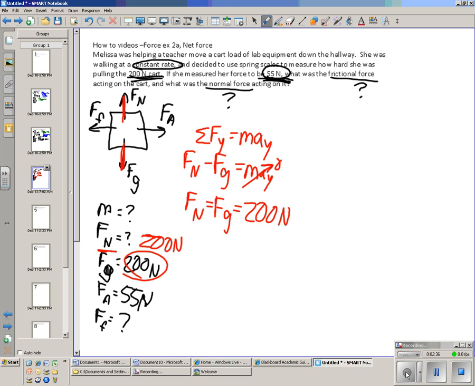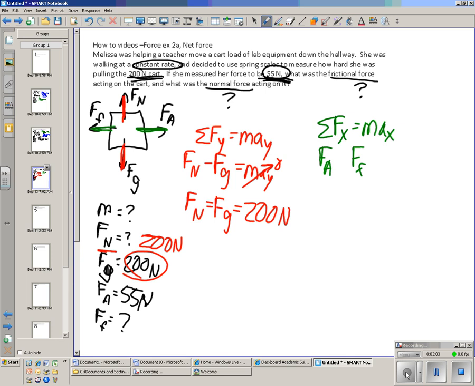Yay. Now I'm looking for the frictional force. Frictional force is on the x-axis. So once again, sum of the forces on the x this time equals mass times acceleration on the x this time. So I've got applied force and I've got frictional force. I notice the applied is to the right, which we normally treat as positive. Friction is to the left, which we normally treat as negative.